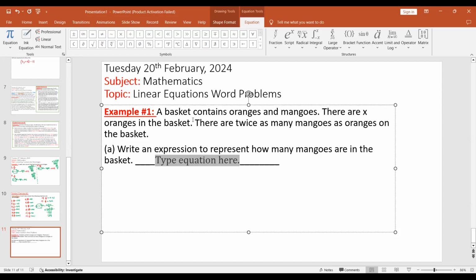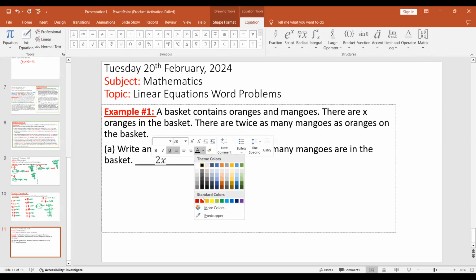So, the oranges... what is X times? 2x. Very good. So the answer is 2x. Okay, and that's it. That's all we want, we just want the expression, right? So the answer is 2x.